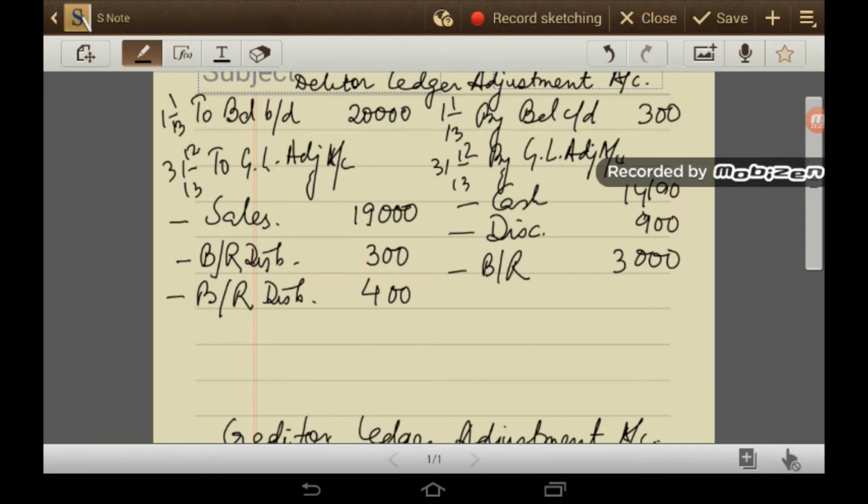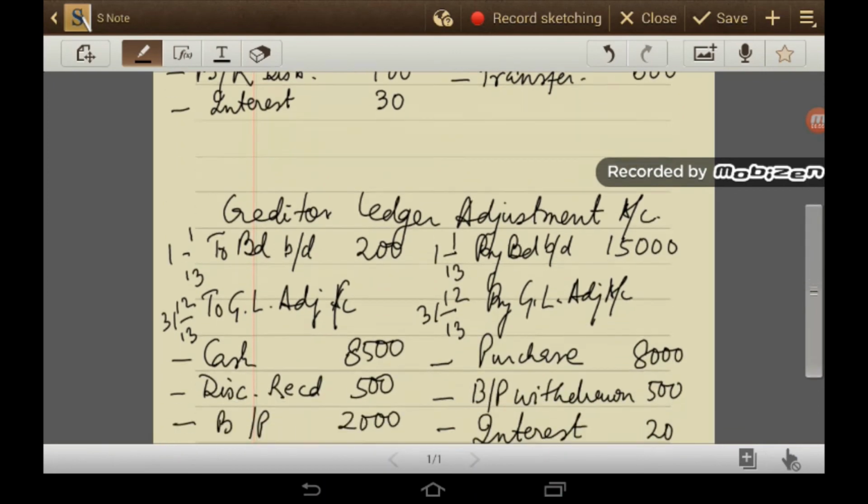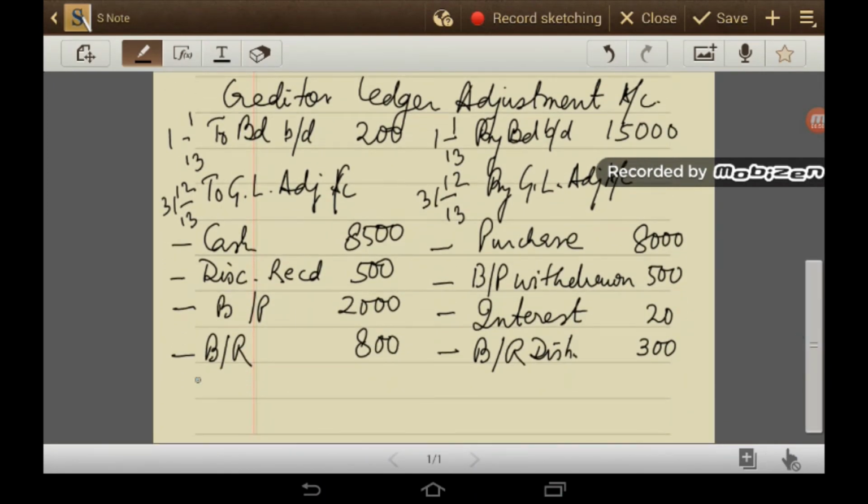Next item is interest charged on dishonored bill. So this will increase the amount of debtor. So the interest that will be charged is rupees 30. Next item is transfer. Transfer from one ledger to another: both the debtor ledger and creditor ledger will be reduced by 600 rupees. So in creditor ledger also this will be reflected.